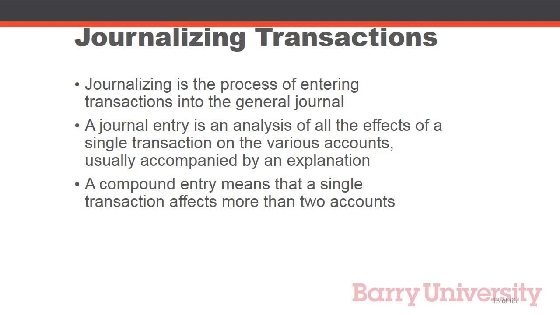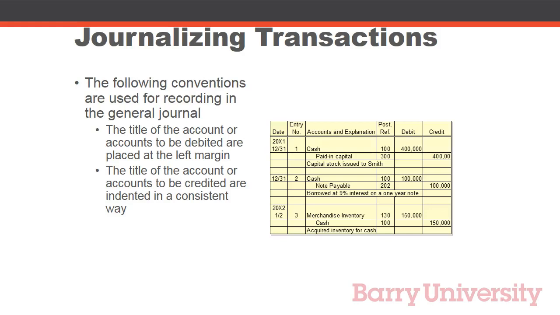Journalizing is the process of entering transactions into the general journal. A journal entry is an analysis of all effects of a single transaction on the various accounts, usually accompanied by an explanation. A compound entry means that a single transaction affects more than 2 accounts. We will now look at some journalizing transactions. The journal is the point of original entry. This is the first time that accounting information is recorded into the accounting system.